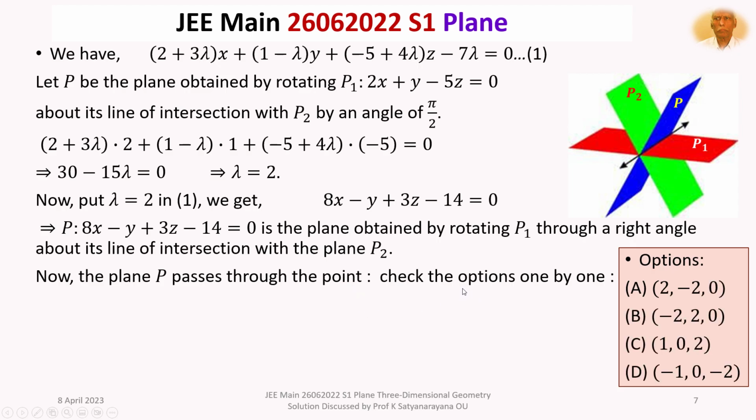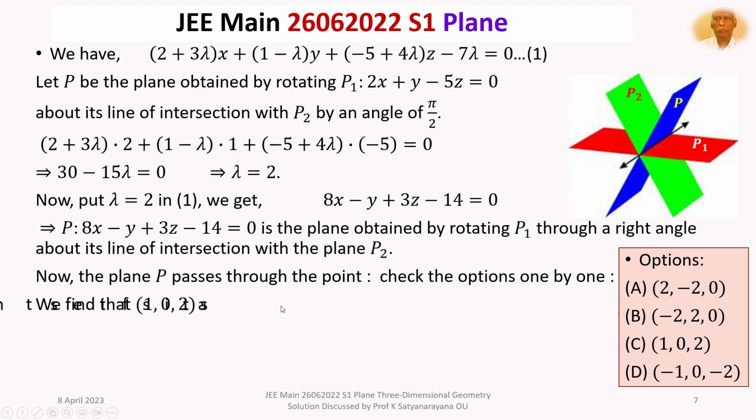Now the plane P passes through one of these points. You have to check the options one by one. Suppose you check option A, 2, minus 2, 0. You substitute: 2 eights are 16, minus y, minus of minus 2, that is 16 plus 2, that is 18, and 3z is 0. 18 minus 14 is not 0, therefore it is not satisfied. Likewise you go on checking the options.